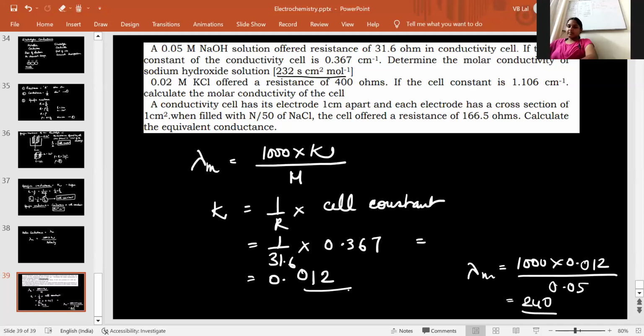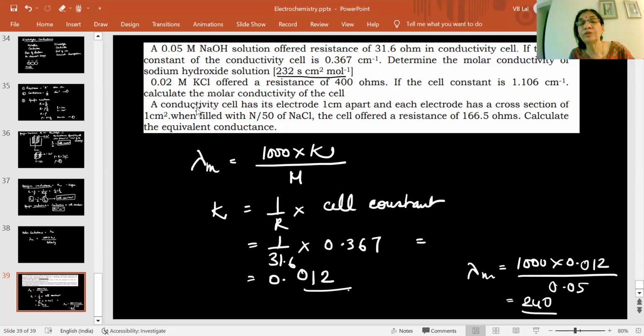Yes, ma'am. In the same way, you can do all the remaining. Read the next question. 0.02 molar KCl offered a resistance of 400 ohms. If the cell constant is 1.106 per centimeter, calculate the molar conductance. That also is a similar question.